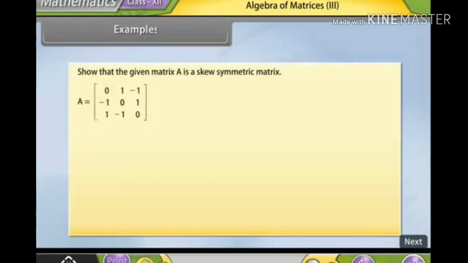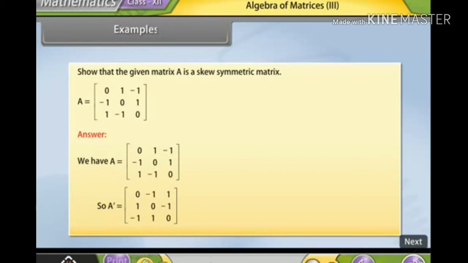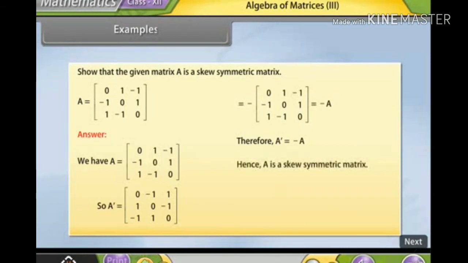Examples. Show that the given matrix A is a skew symmetric matrix. We have given A, so A transpose is the matrix row-wise: first row 0, minus 1, 1, second row 1, 0, minus 1, third row minus 1, 1, 0. We can see that this is equal to minus A. Therefore, A dash is equal to minus A. Hence, A is a skew symmetric matrix.